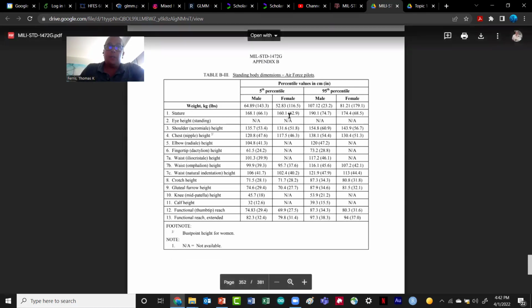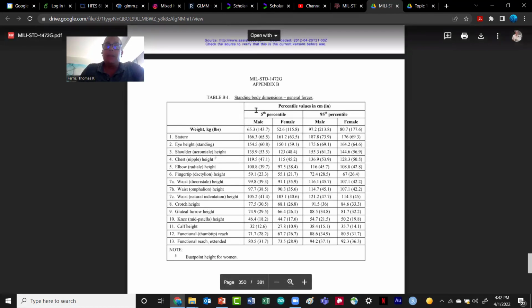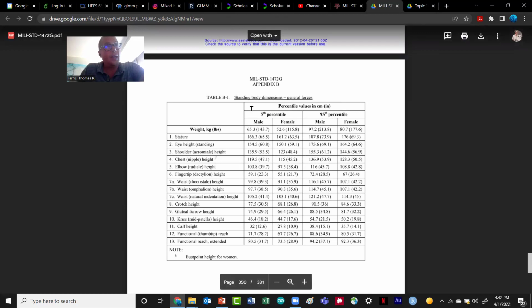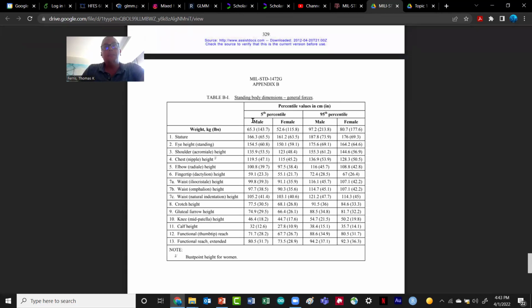Next thing I want to point out that you don't overlook is we've got 5th percentile, 95th percentile, male and female. Make sure you're in the right column and don't assume, for example, that these two numbers right next to each other are the 5th and 95th percent. If I say design for the males, make sure you look at the 5th for males and you look at the 95th for males.